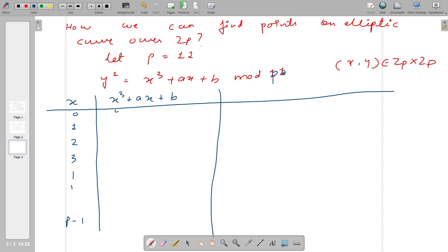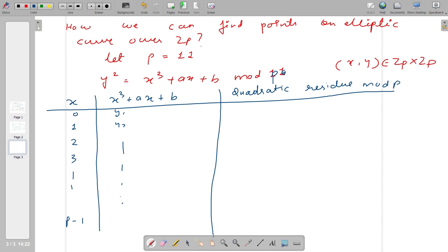So let's say it is y1, y2, and so on. And then we need to find out whether it is a quadratic residue mod p or not, whether this point is a quadratic residue mod p or not. If it is a quadratic residue mod p, then this will be a point on the curve, otherwise it will not.